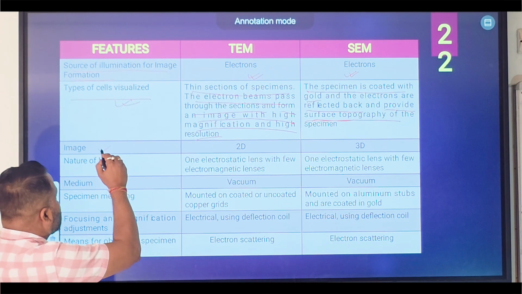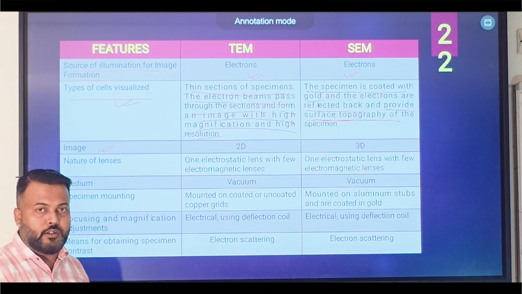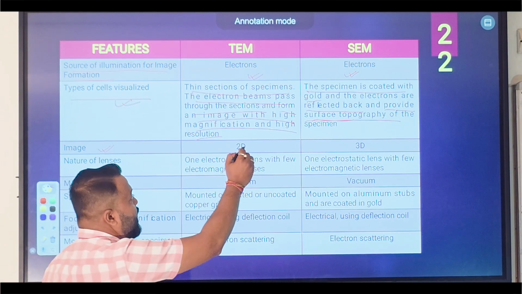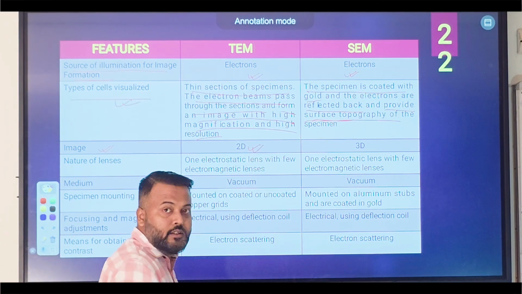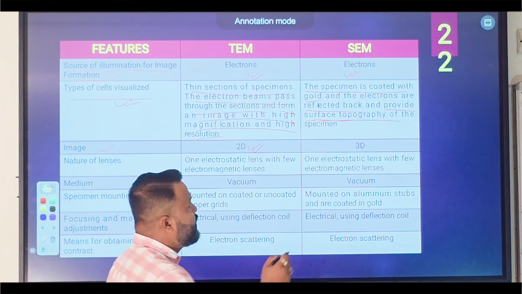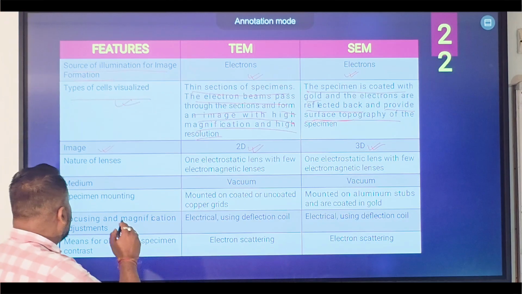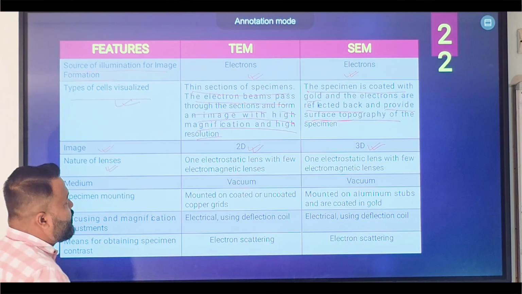Then the next difference is regarding the image. Okay, so in this case, TEM will be providing you a 2D image, that means a 2-dimensional image, whereas in case of the other one, they will provide a 3-dimensional image or the 3D image. Then let us talk about the nature of lenses.